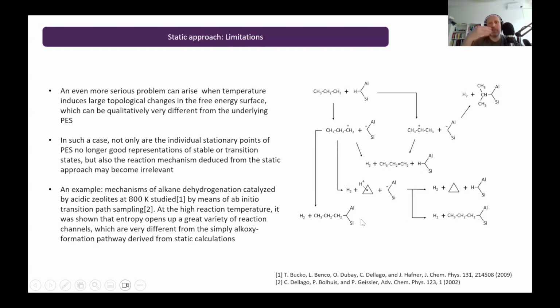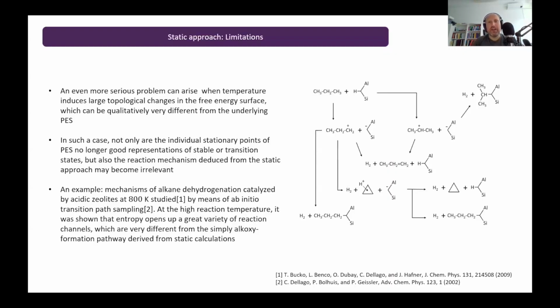So obviously, to get rid of these limitations, we have to go beyond the static approach and its simple models. Ideally, we should perform explicit sampling of the potential energy hypersurface using Monte Carlo or molecular dynamics. So how to do it with molecular dynamics, how to compute the free energy of activation using that technique, is exactly the topic of my next talk. So this is the end of my talk. Thank you very much for your attention.